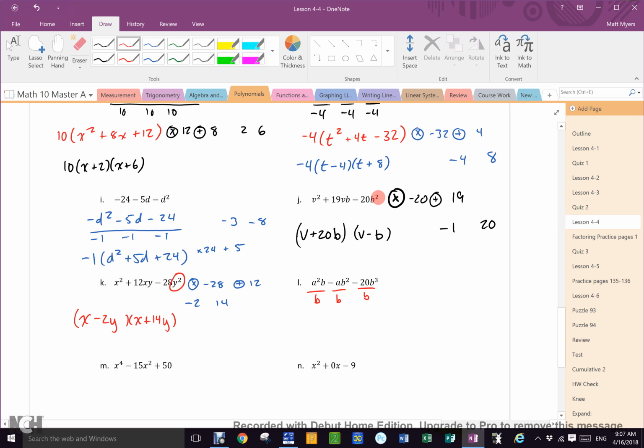Does everybody see how it all comes back to the very, very first thing we learned? This trick. It all comes back to distributing, right?